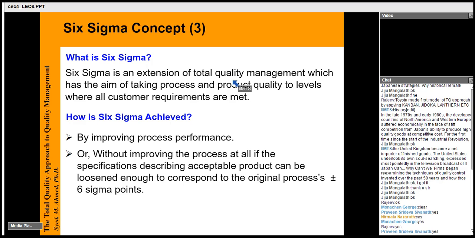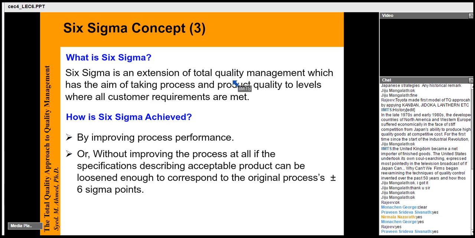What is Six Sigma? Six Sigma is an extension of total quality management, which has the aim of taking process and product quality to levels where all customer requirements are met. How is Six Sigma achieved? By improving process performance, or without improving the process at all if the specifications describing acceptable product can be loosened enough to correspond to the original process, plus minus sigma points.